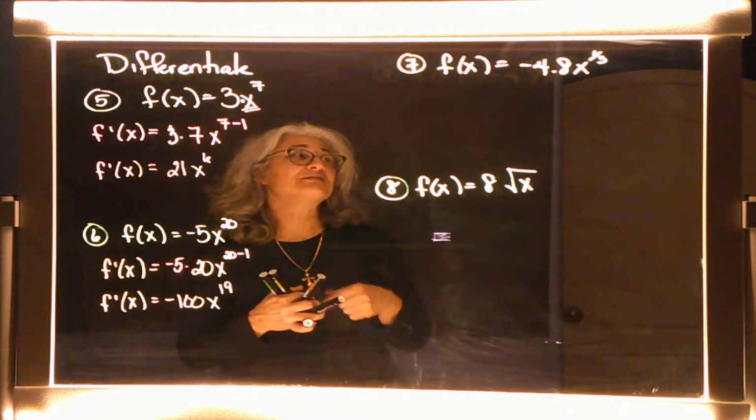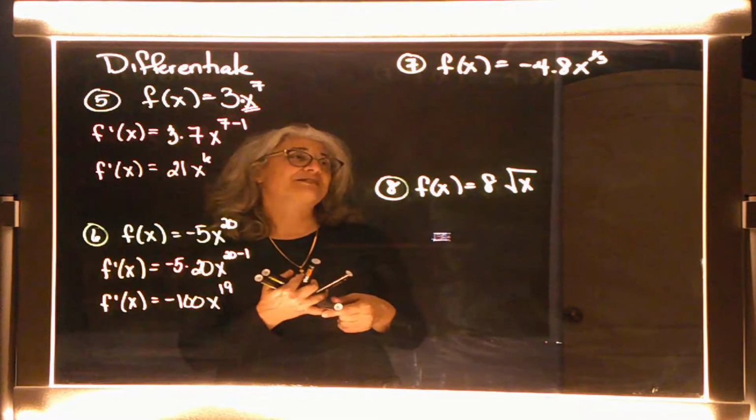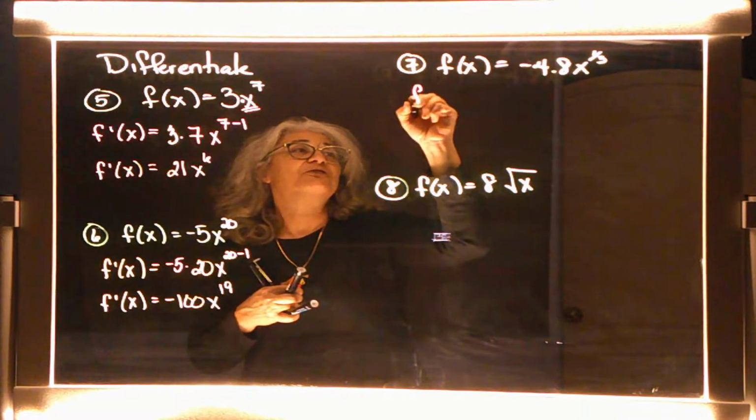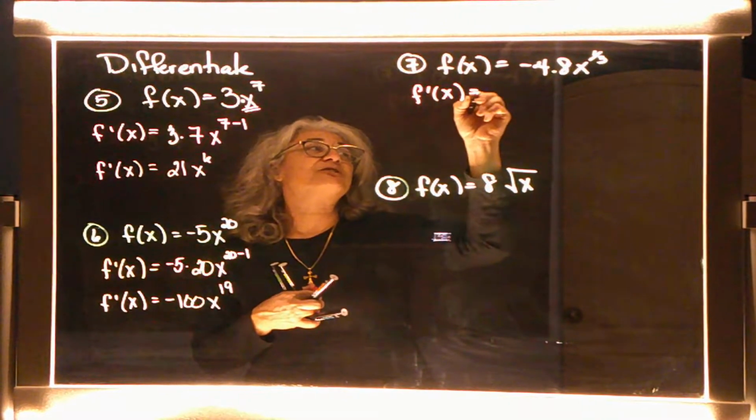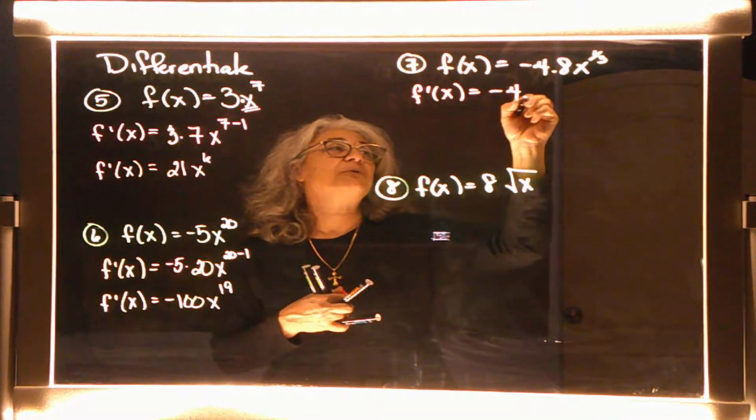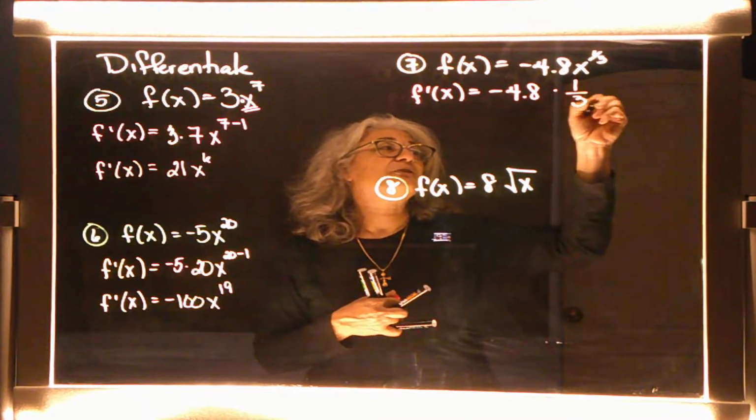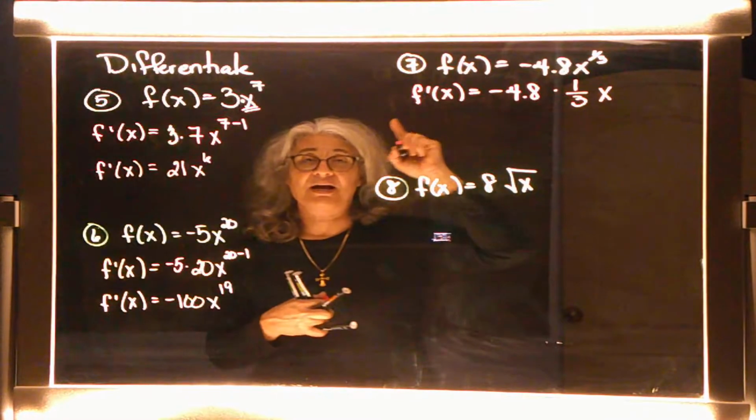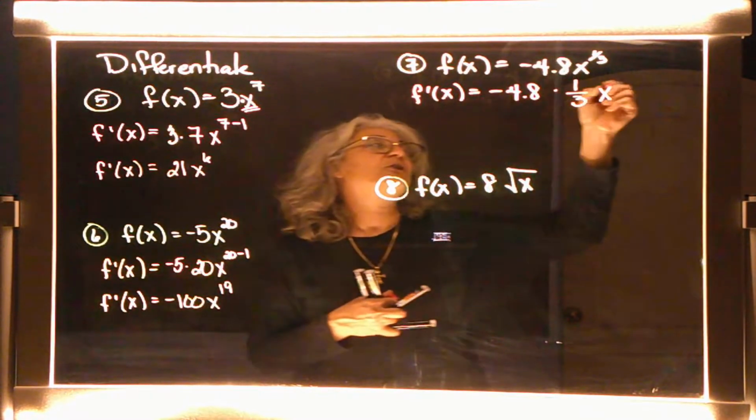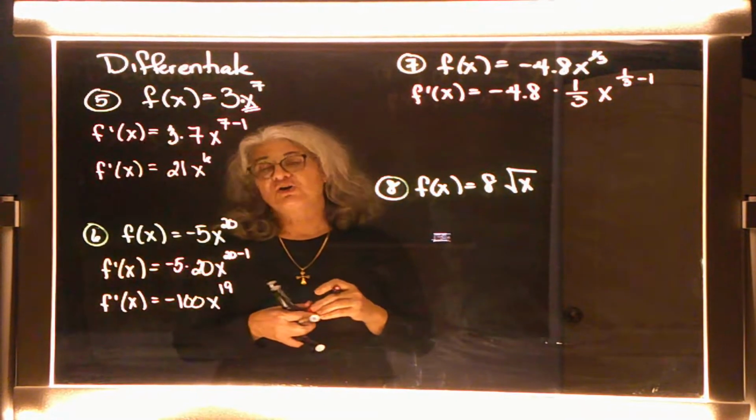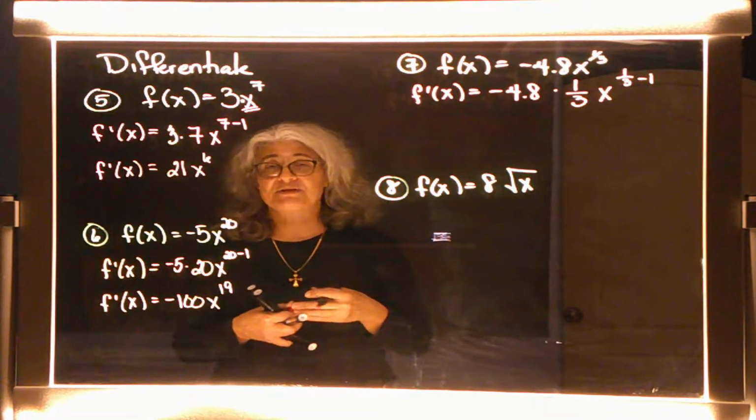Problem number 7, you getting the hang of this? Then let's see if you follow along. So on this problem, the derivative of f of x is going to be negative 4.8 times 1/3 x to the power of 1/3 minus 1. Okay, so negative 4.8 times 1/3.